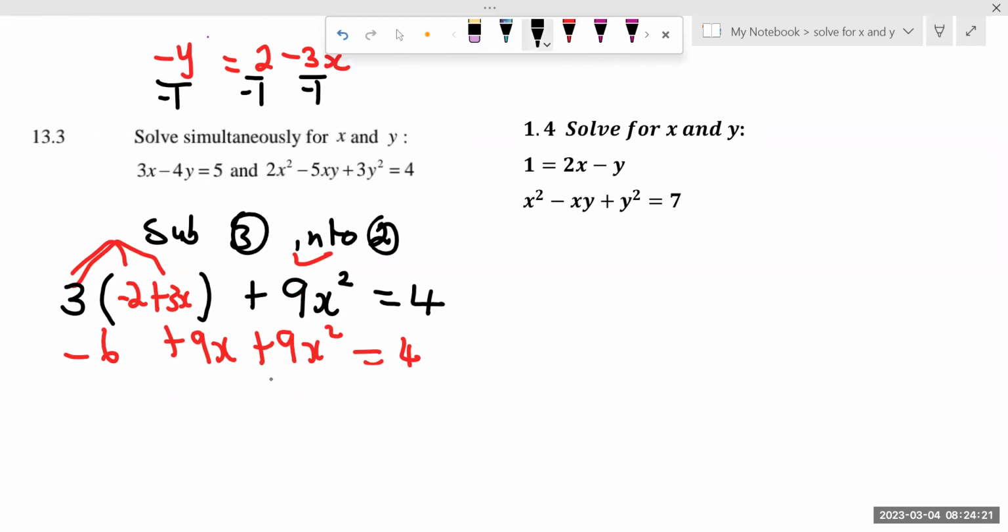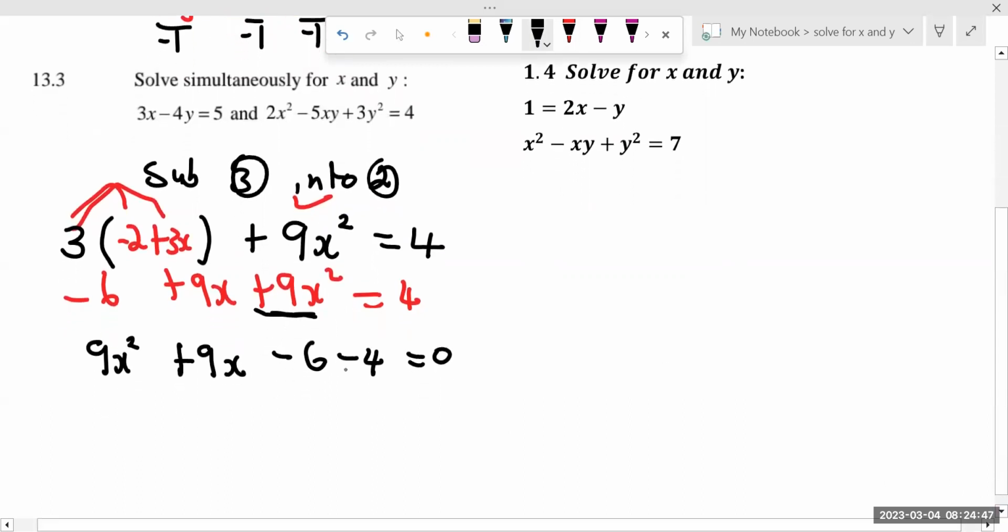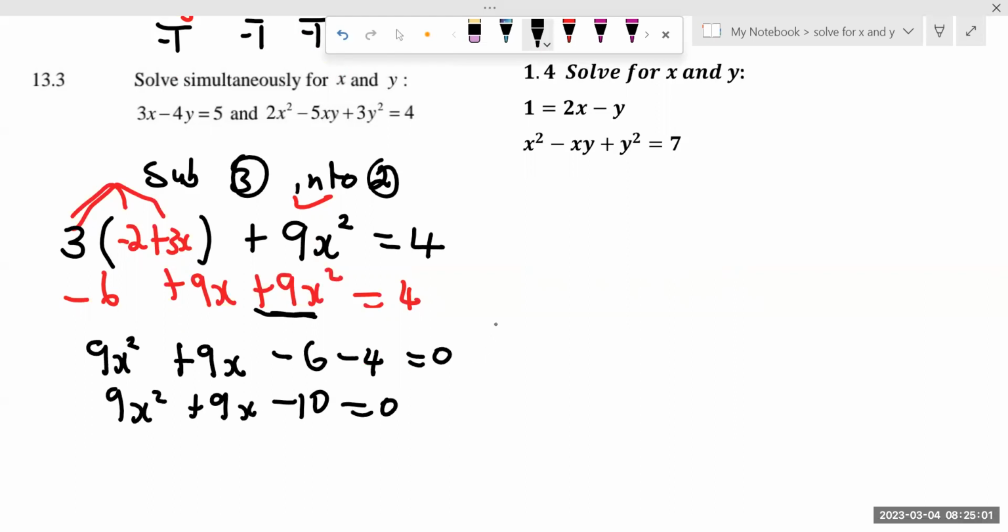We're going to start with 9x squared, but you will check even its sign again. Is it positive or negative? So you're going to write it as 9x squared. The next one that we're going to follow it, plus 9x minus 6 minus 4, which is going to be equal to what? To 0. And then we have -6 minus 4. What do you get? Minus 10. So we have 9x squared plus 9x minus 10, which is going to equal to what? 0. And then from here we can factorize again.